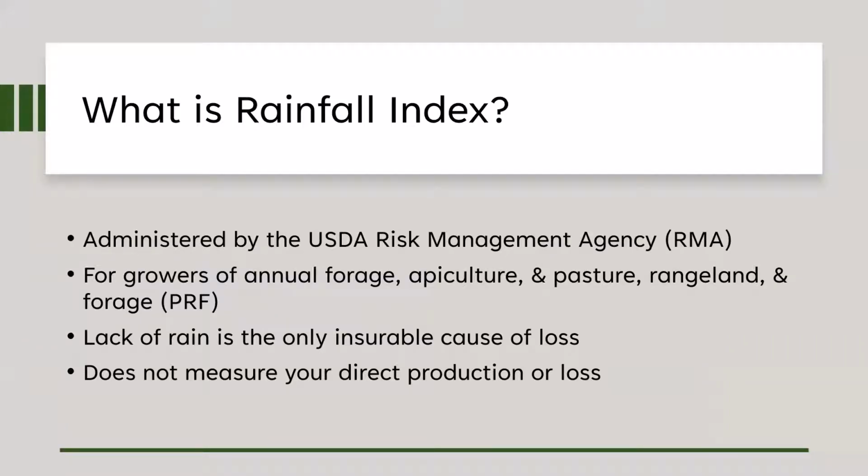Well, this is a policy administered by the USDA Risk Management Agency, or RMA. And this is for growers of annual forage, apiculture, and pasture rangeland and forage. So with the Rainfall Index, lack of rain is the only thing that is insured against. So this does not measure your direct production or your direct loss.